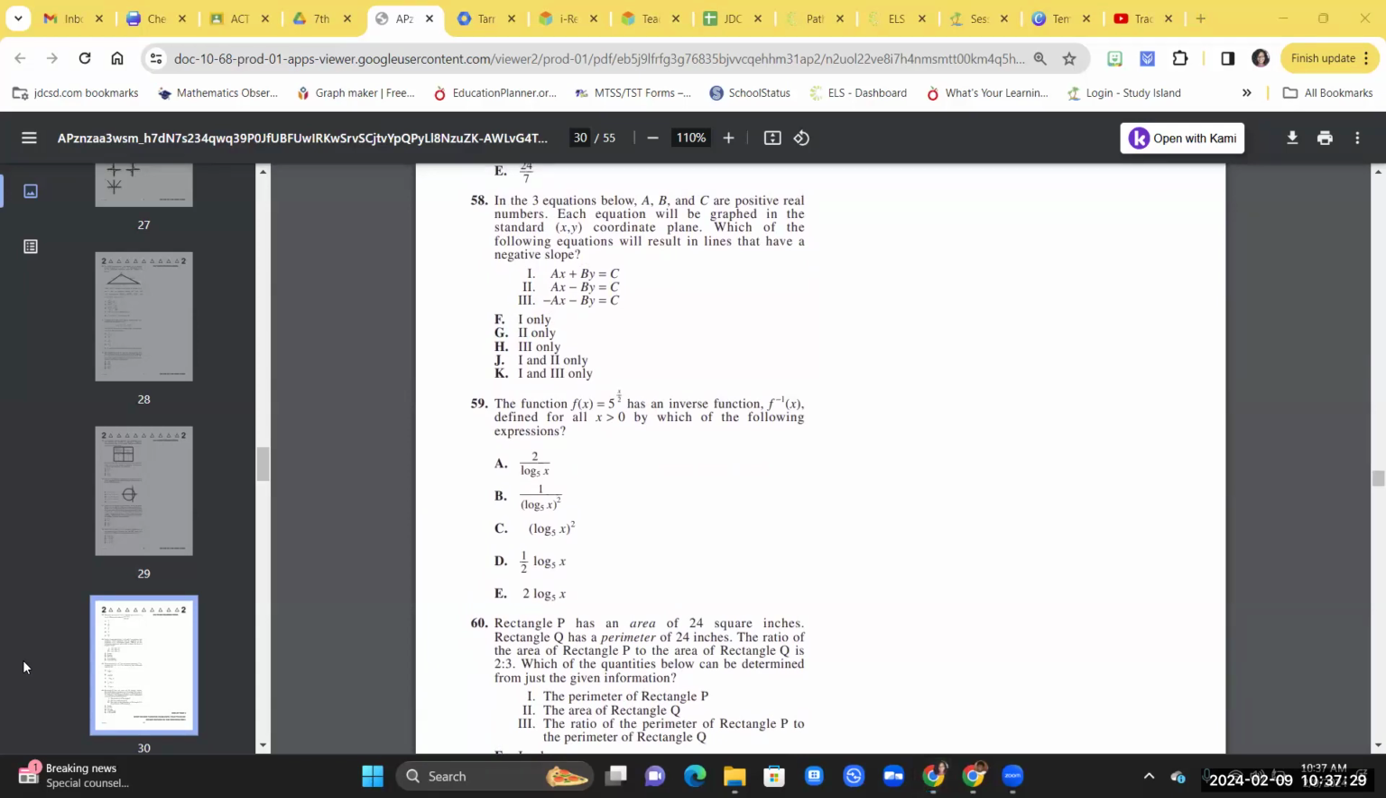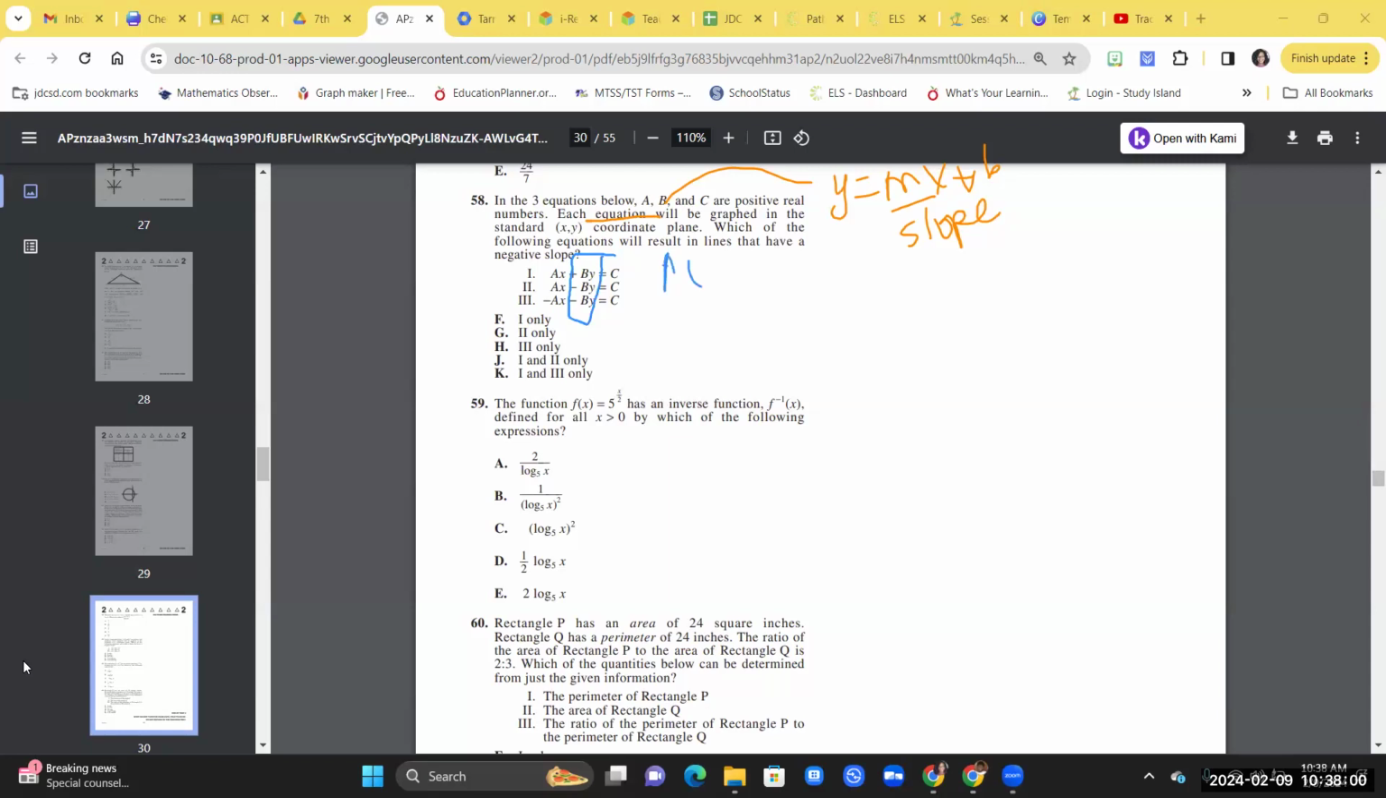Next, in the equations, A, B, and C are positive real numbers. Each equation will be graphed in the same plane. We've got to find a way to result in lines that have negative slope. Equations have to be written in slope intercept form, Y equals MX plus B, where M would be the slope. So we can change all three to slope intercept form and see which ones give us negative slope.